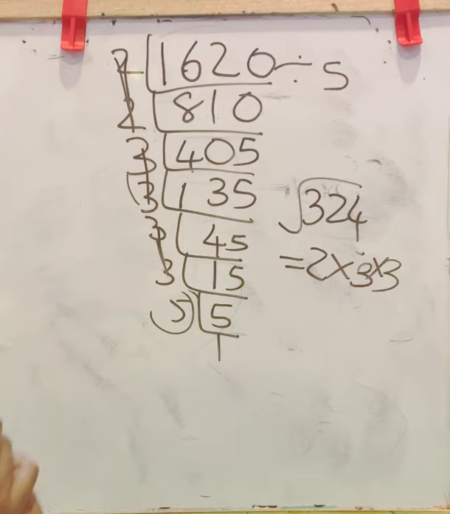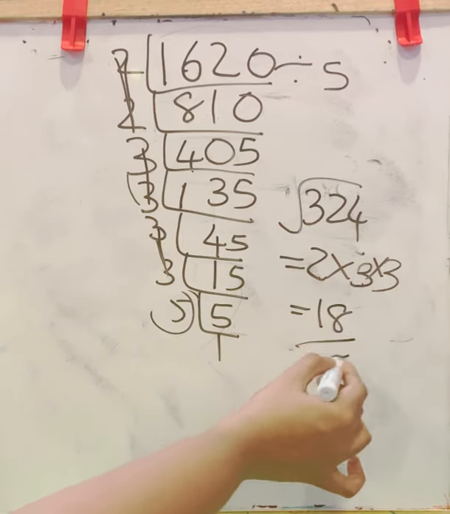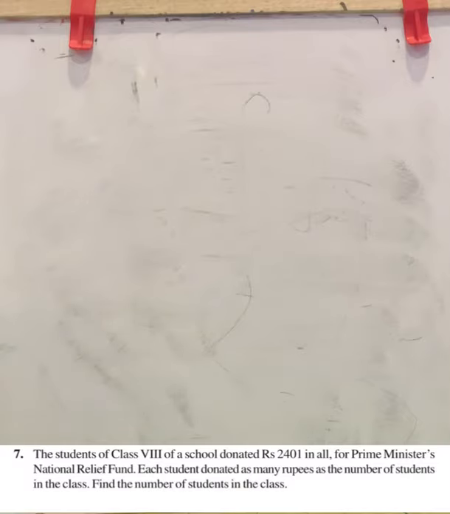So this is the square root of 324, that is 2 into 3 into 3, that is 18. Next we have statement problems. The students of class 8 of a school donated rupees 2401 in all for Prime Minister's National Relief Fund. Each student donated as many rupees as the number of students in the class. Find the number of students in the class.